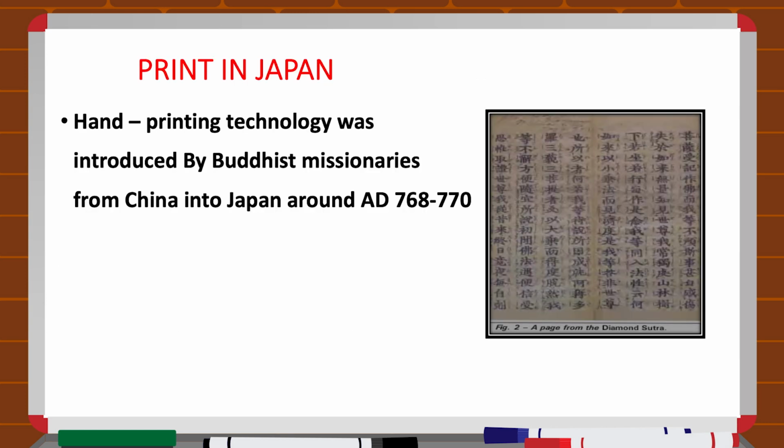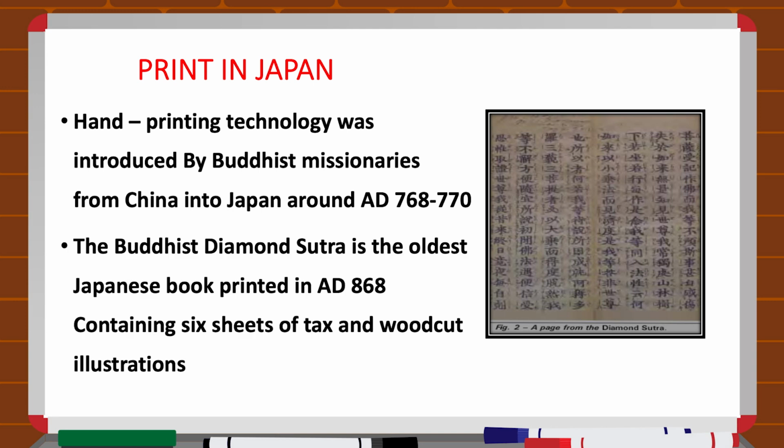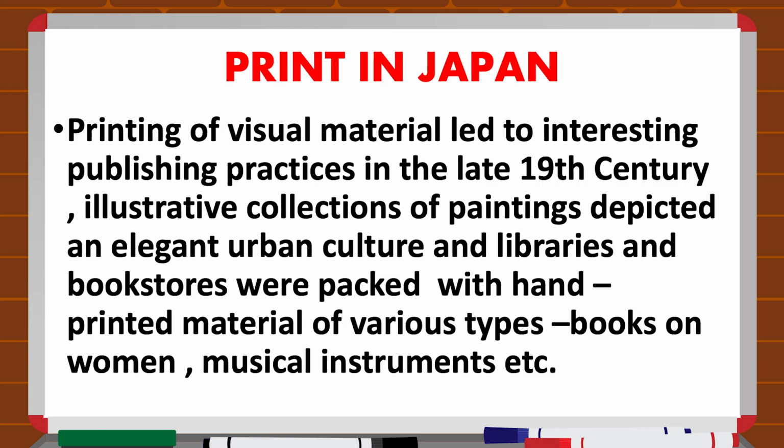Print in Japan. Hand printing technology was introduced by Buddhist missionaries from China into Japan around AD 768 to 770. The Buddhist Diamond Sutra is the oldest Japanese book, printed in AD 868, containing 6 sheets of text and woodcut illustrations. Printing of visual material led to interesting publishing practices. In the late 19th century, illustrative collections of paintings depicted an elegant urban culture, and libraries and bookstores were packed with hand-printed material of various types, like books on women, musical instruments, etc.